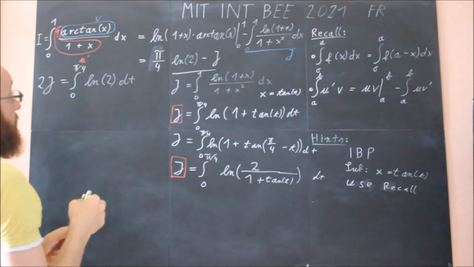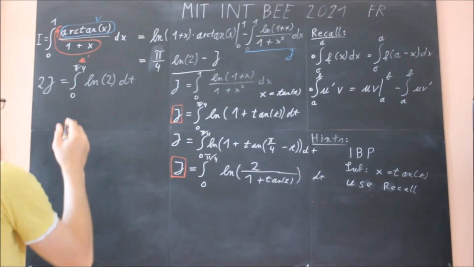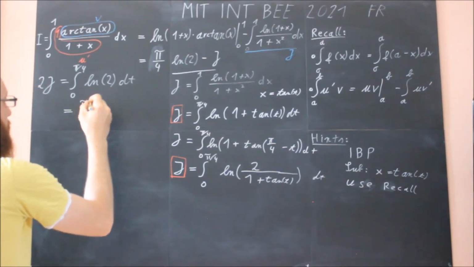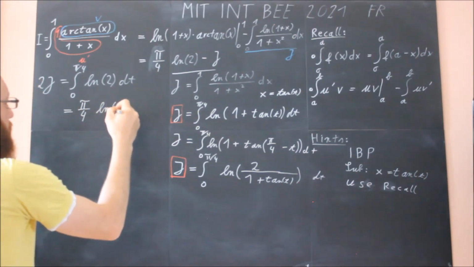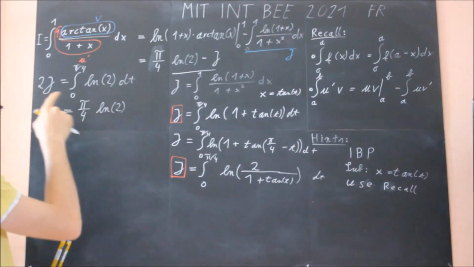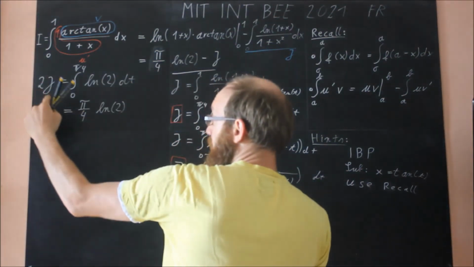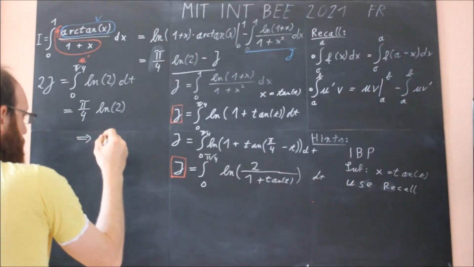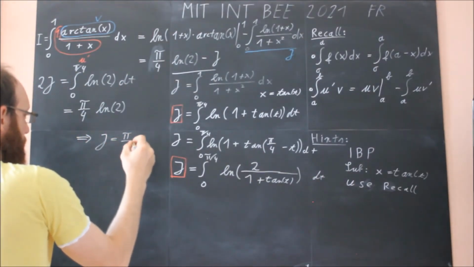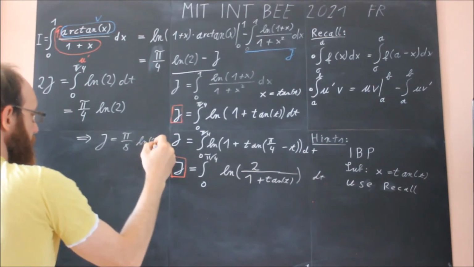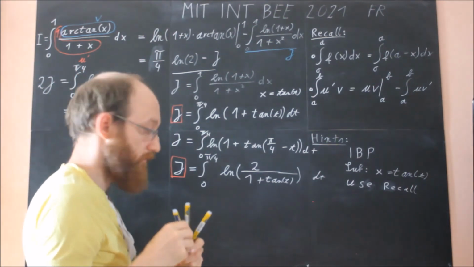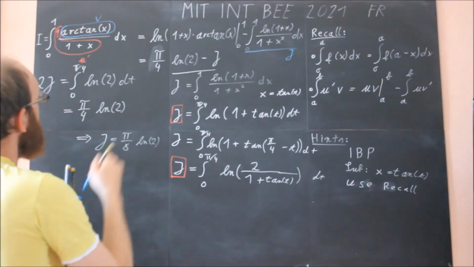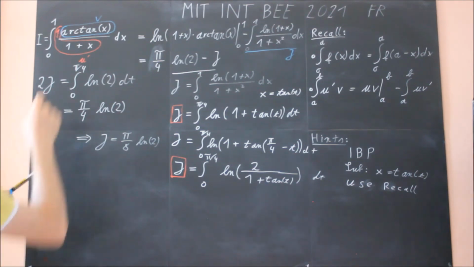This integral is very easy. This is just a constant, so we get pi over 4 natural log of 2. And because here we have 2 times j, if we divide by 2, j itself is pi over 8 ln of 2. Alright?